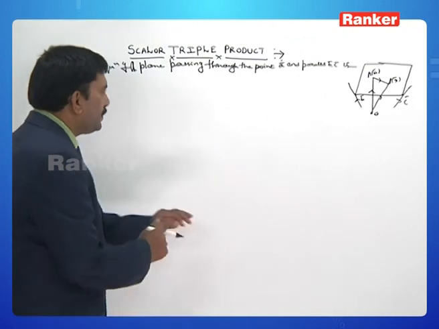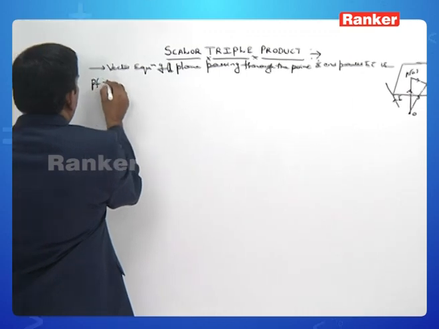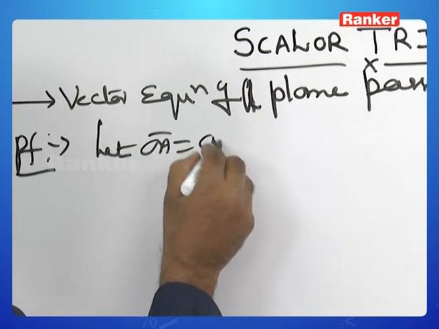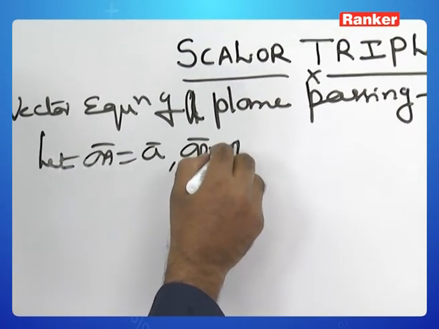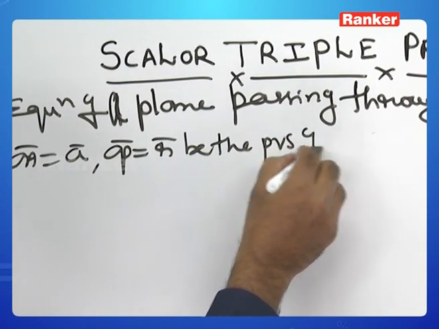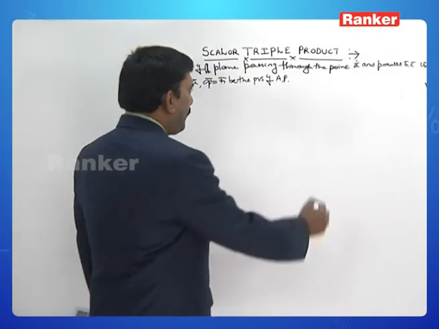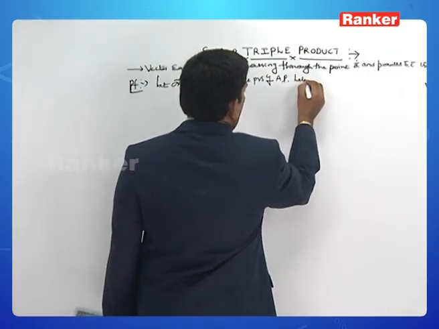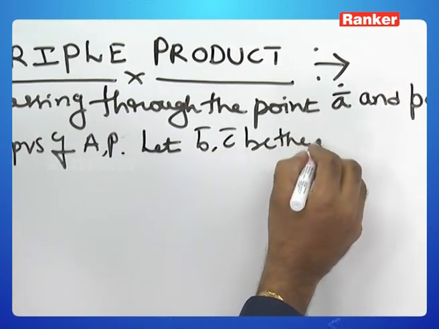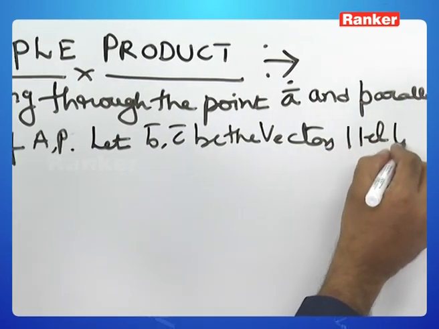Now what I do is I start like this. Now the proof of this one is: let OA bar is equal to A bar, OP bar is equal to R bar be the position vectors of capital A, P. Let B bar, C bar be the vectors parallel to the plane.